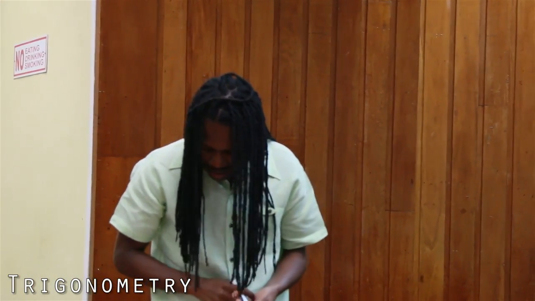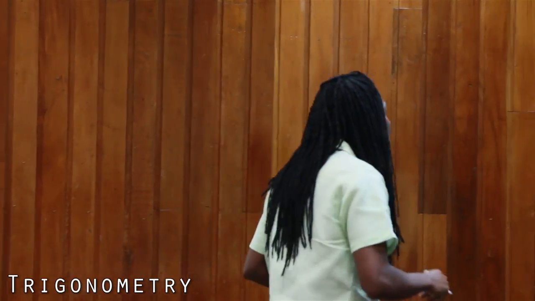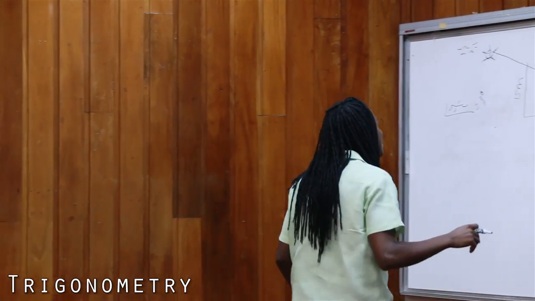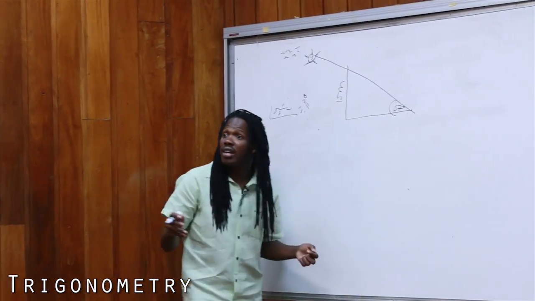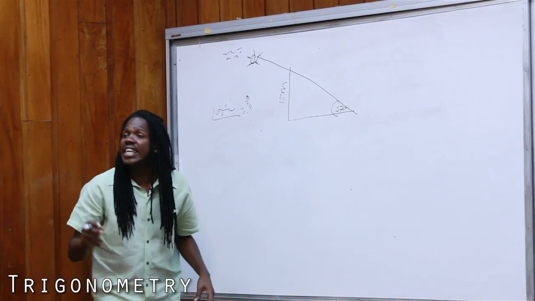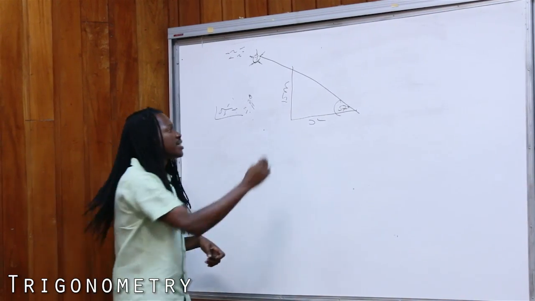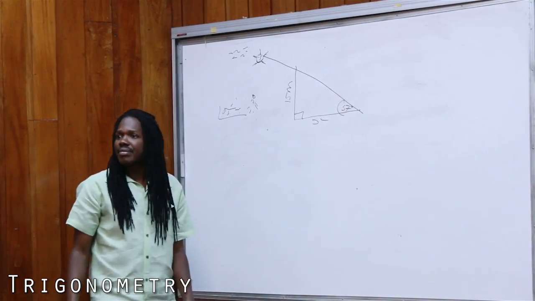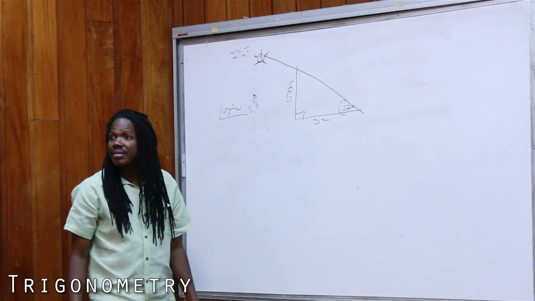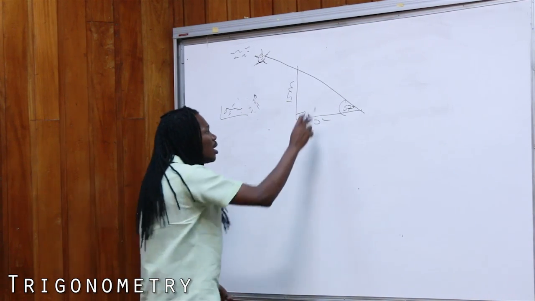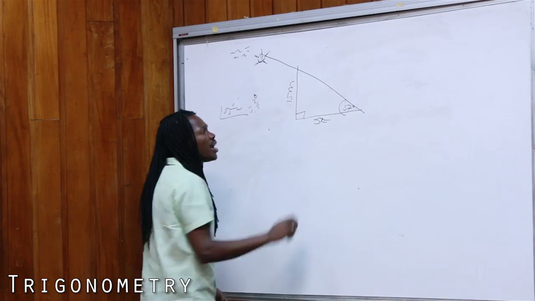Come again now, talk to me. What else do they say? What is the length of the shadow, which is x? This now makes a 90 degree angle. You see that? So we want x. Where's the hypotenuse?